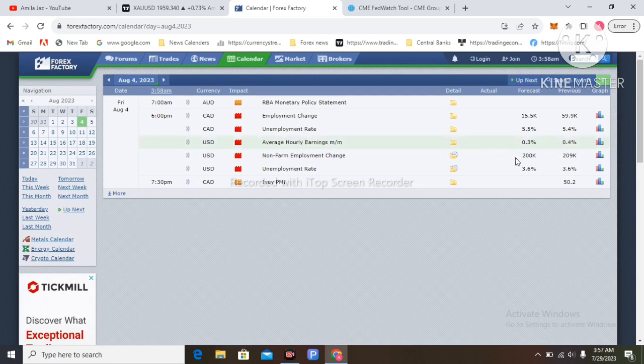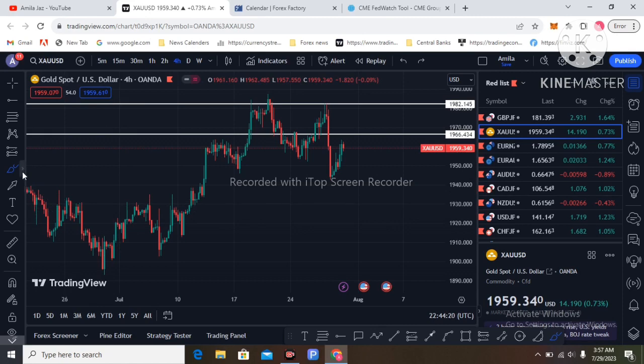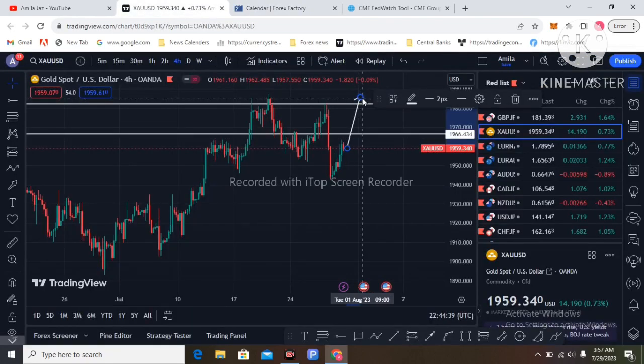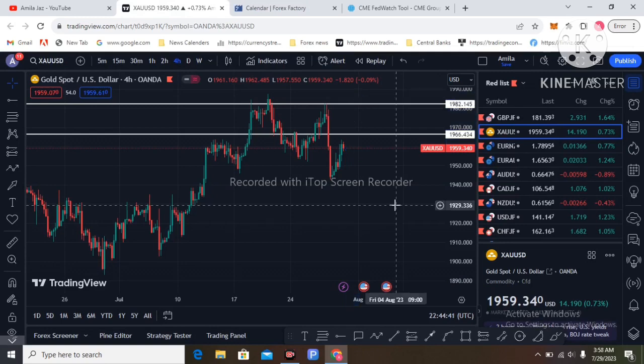My forecast is that the non-farm employment change will drop below 200k. That would have a very big negative effect on the US dollar, and that will push gold demand to the upside. So you can understand what I am saying. If the non-farm employment change drops below 200k, the actual figure will drop to 200k, which affects US dollar demand and means dollar weakness next week.